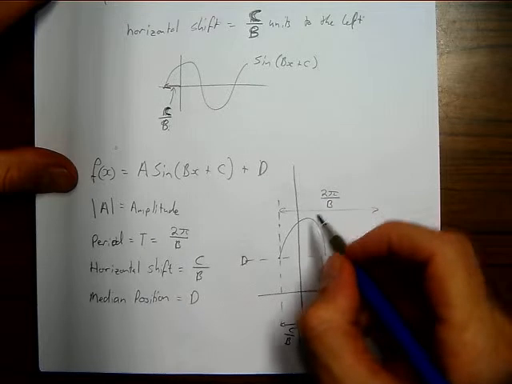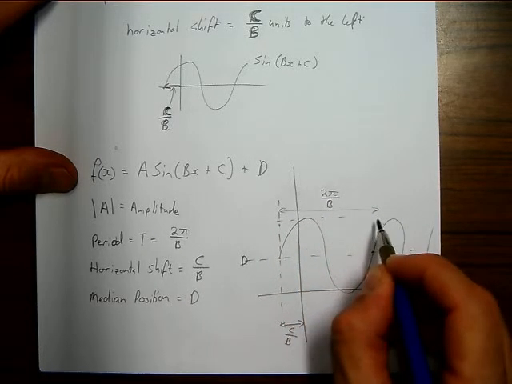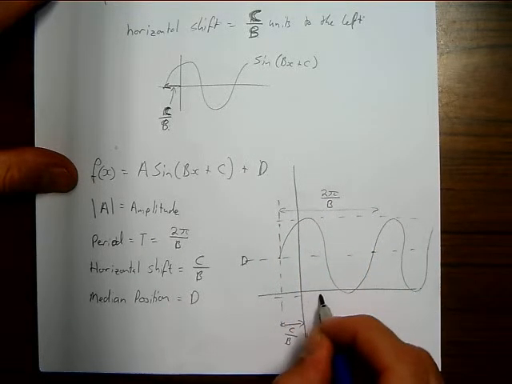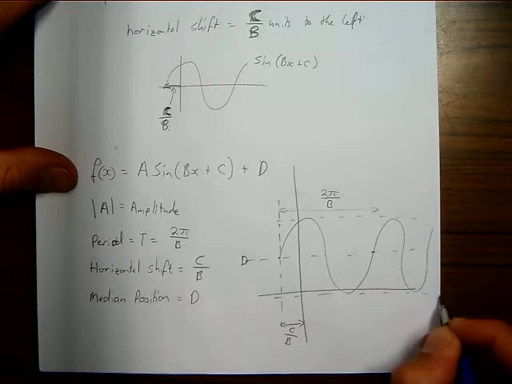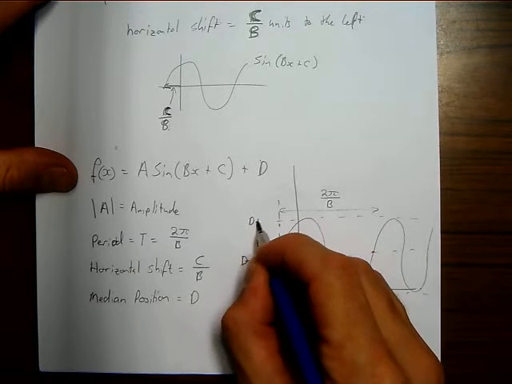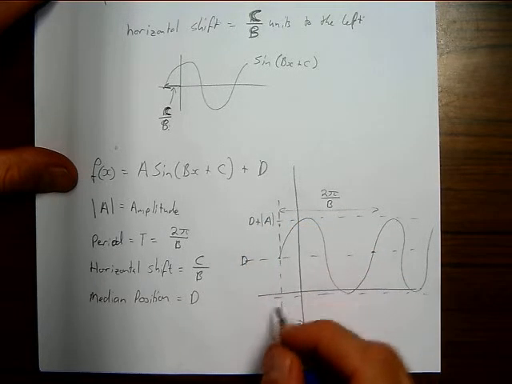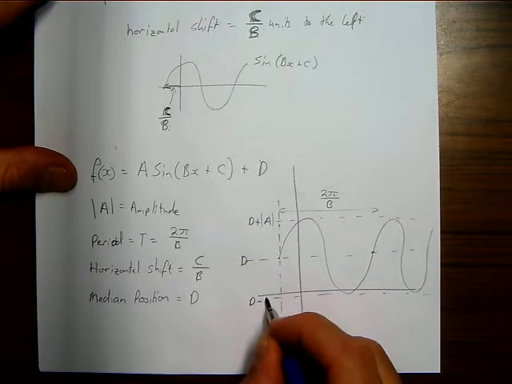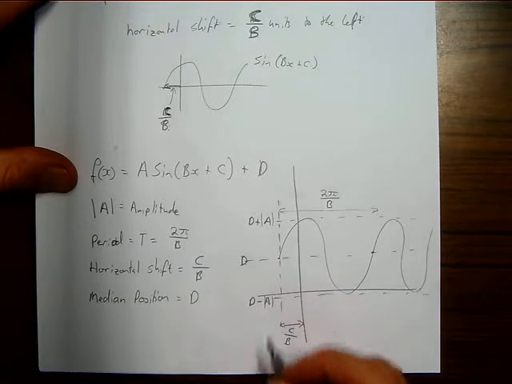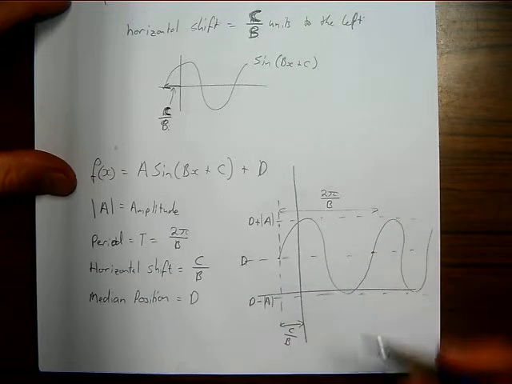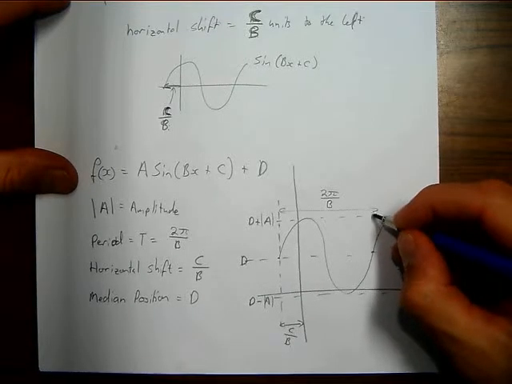And last of all, my amplitude. So I'm just going to add these dotted lines which demonstrate d plus A, or absolute value of A, I suppose, and d minus A. Okay, so the height of my amplitude. So we can sort of box it into this grid.